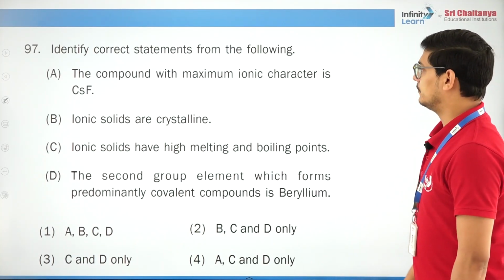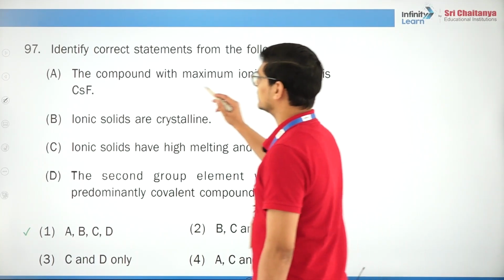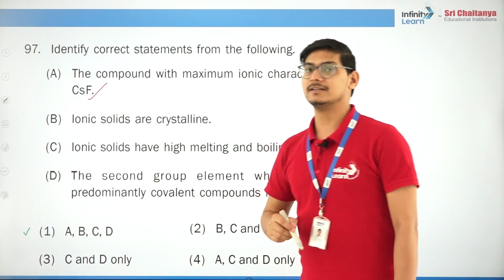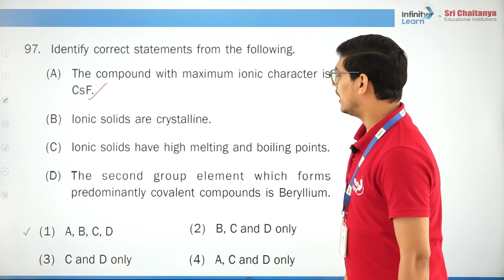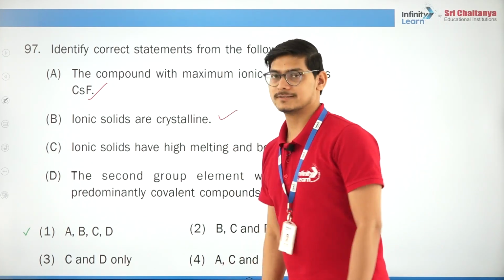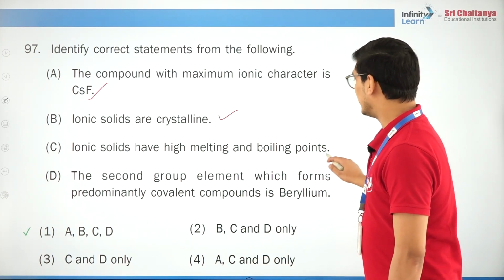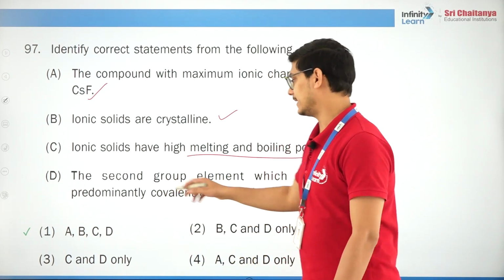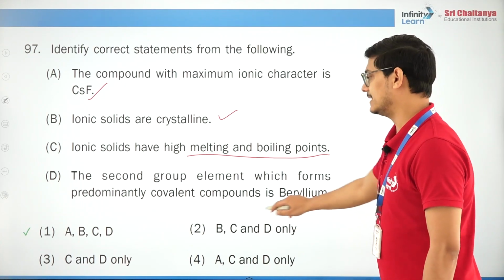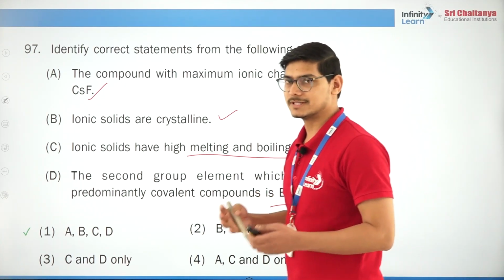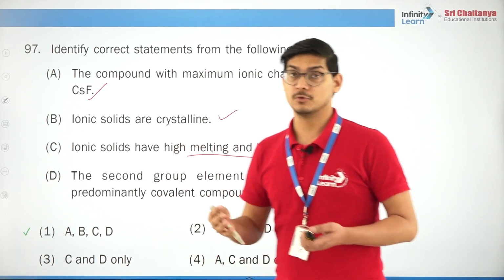Identify the correct statement from the following. The compound with maximum ionic characteristics is fluoride, yes, largest cation, smallest anion, right? So there is no chances of polarization of anion. Ionic solids are crystalline, yes, they are crystalline. Ionic solids have high melting and boiling points, correct. The second group element which forms predominantly covalent compounds is beryllium, yes, that is correct, because beryllium has very small size, so the polarizing power is more, right?